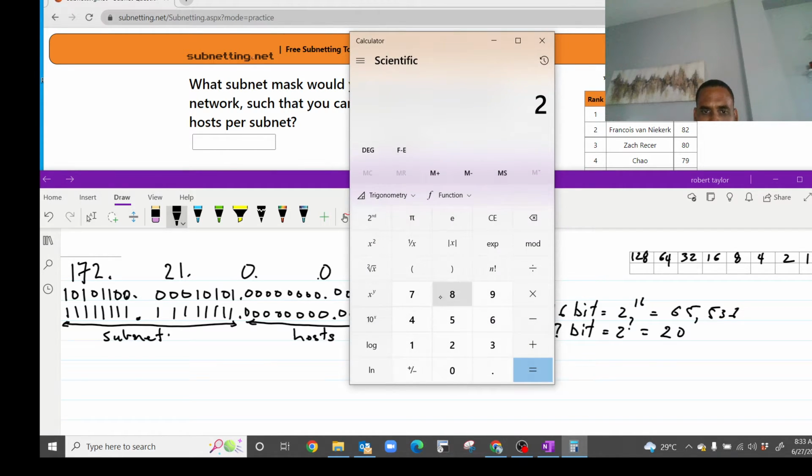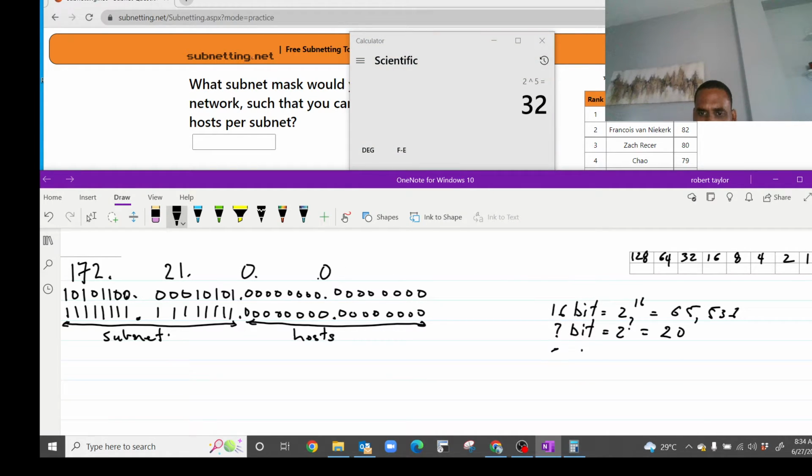So let's say 2 raised to the 4, that gives me 16. So no, I can't use 4 bits. What about 2 raised to the 5? That gives me 32. So I'm not going to get exactly 20, but if I get 32, I'm good, because if I used 4, I would only get 16. So I'm thinking 5, right?